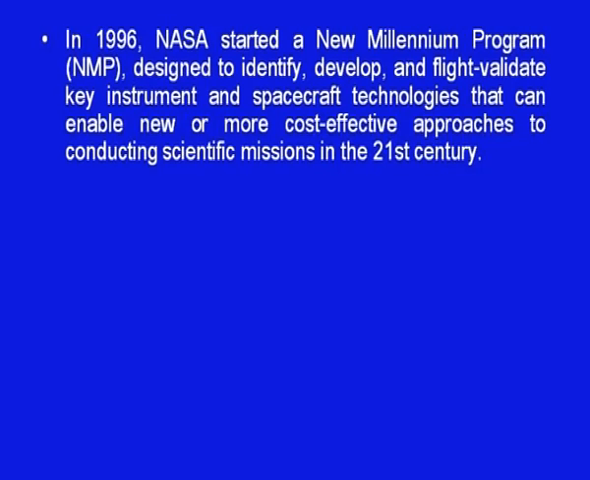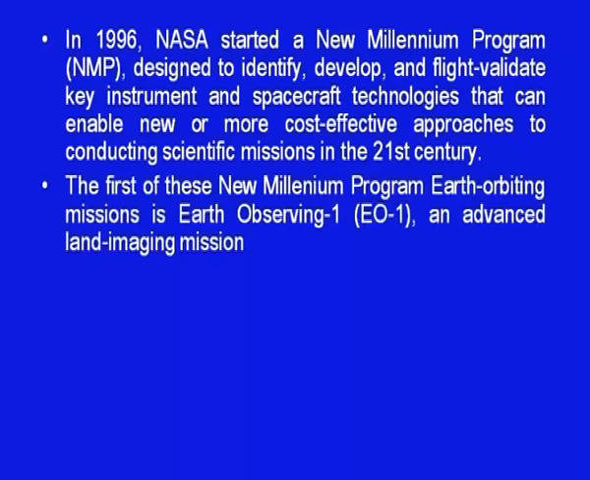In 1996, NASA started a New Millennium Program designed to identify, develop and flight validate key instruments and spacecraft technologies that can enable new or more cost effective approaches to conducting scientific missions in the 21st century. The first of these New Millennium Program Earth orbiting missions is Earth Observing 1, an advanced land imaging mission.